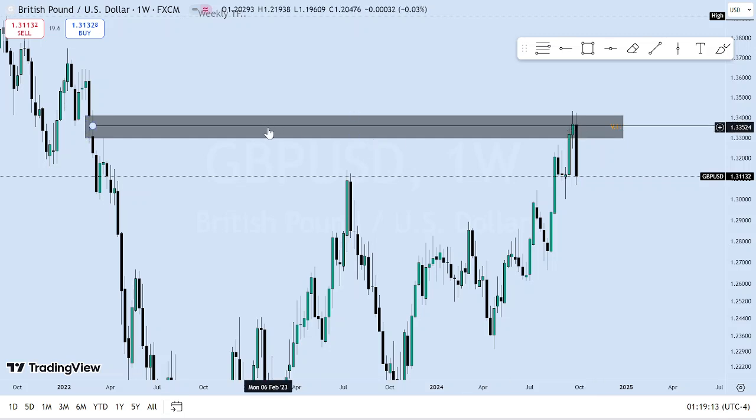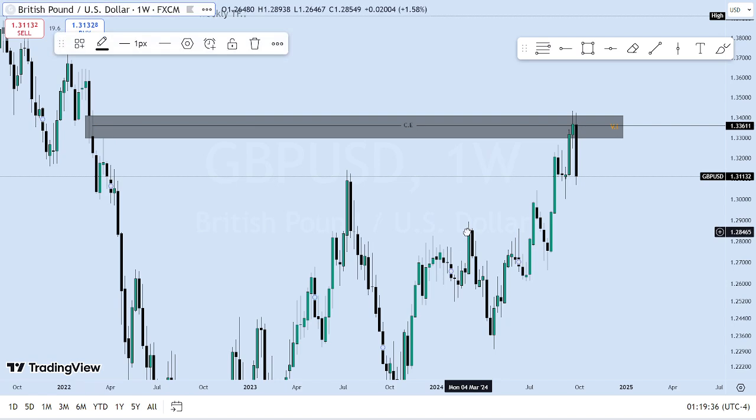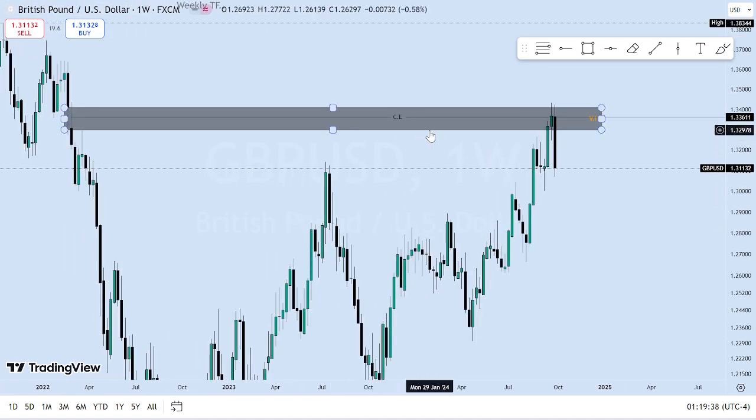The 50%, the half of any inefficiency, is a major resistance if you are bullish. Then if you are bearish, it's a major support level. Okay, you get that. That's consequent encroachment, the half of any inefficiency. That's where we traded last week. This is a last week candle.